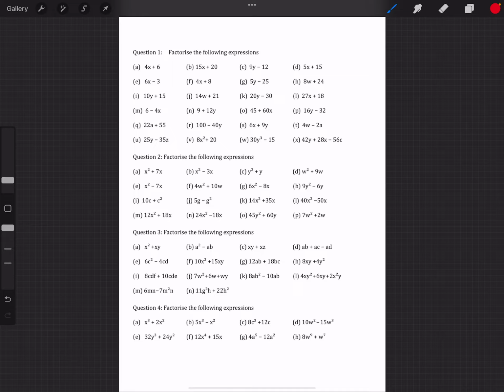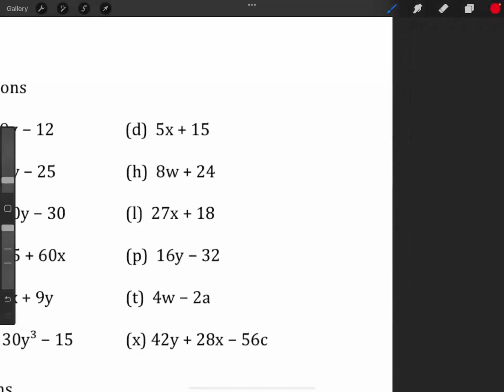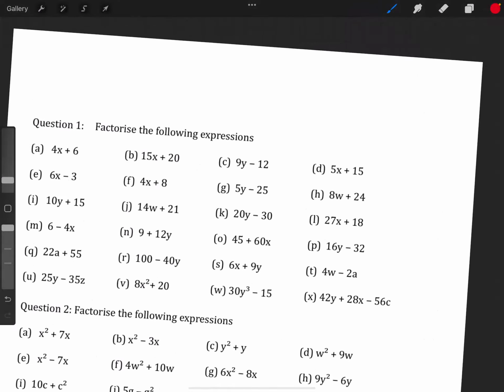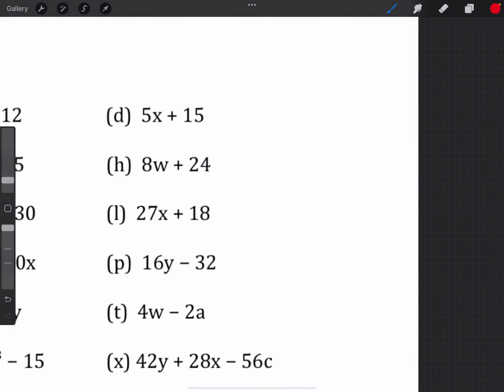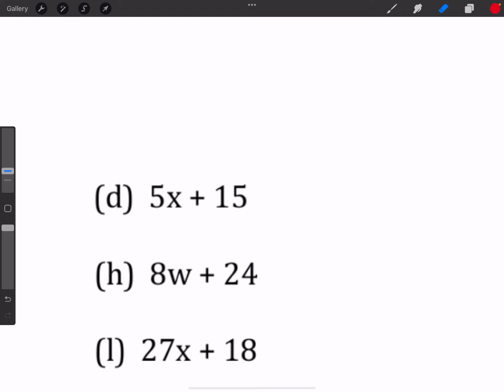So I'm just going to do the last column. Let's have a look at some of these questions here. And it says question 1, factorize the following expressions. So here you have an expression and you have two terms, your 5x and your 15. So we're going to look at these terms and see what's the highest common factor.